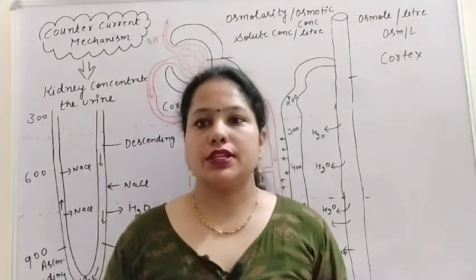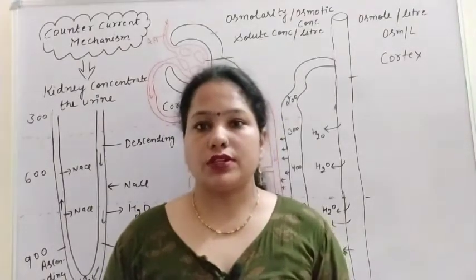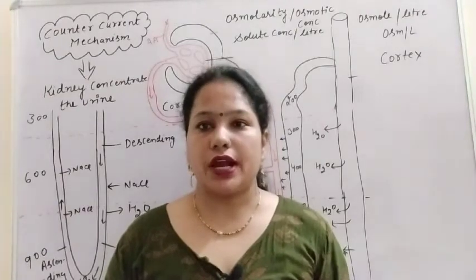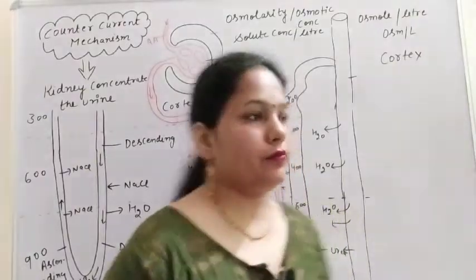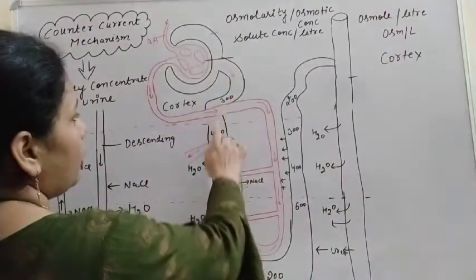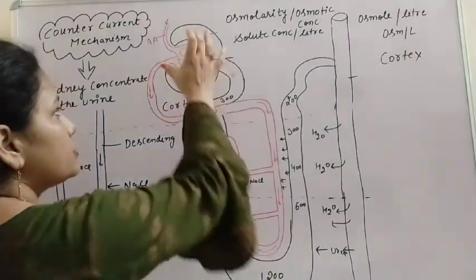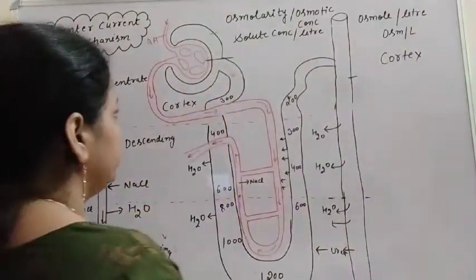Today we will discuss the topic counter current mechanism. So firstly, try to understand the definition of counter current. What is this? This is the diagram of nephron. This cup shaped structure, that is the Bowman capsule.